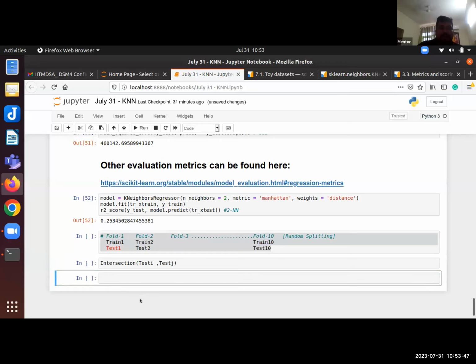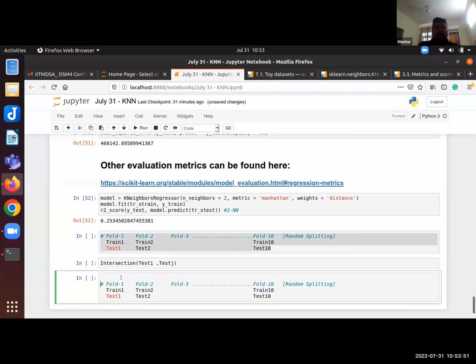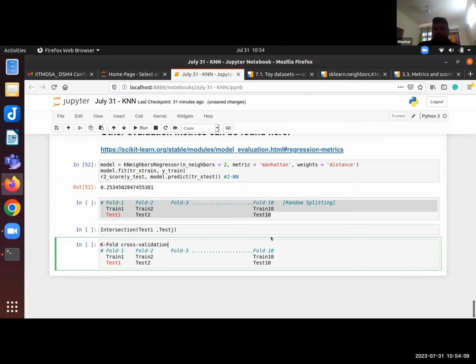That method is called k-fold cross-validation. Here you are not going to do a random split. Please note this, this is not what you will do. I'll give an example and show you what the train and test sets are. Assume that you have 100 samples in total that you want to split into train and test.